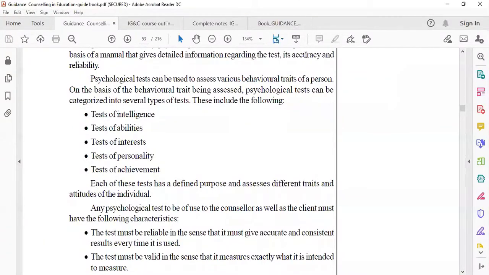But as far as a teacher is concerned, a teacher must know about different tests, though not necessarily apply them all. Some of the tests can be applied by a teacher as well. These tests, as I've told you, are the intelligence test, test of abilities, test of interest, test of personality, test of achievement. The test that a teacher most commonly uses in the class is basically the test of achievement. Achievement means whatever students have learned.